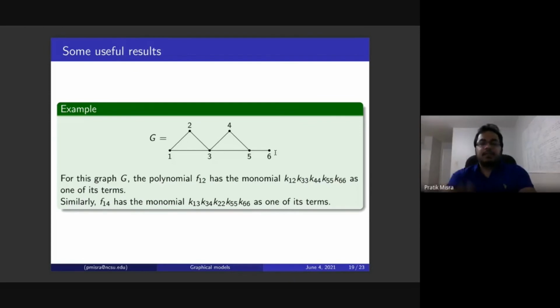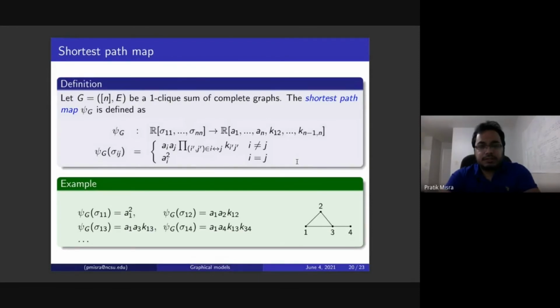All right. So this observation actually allowed us to construct something that we call the shortest path map. Now, the shortest path map is given by psi of G, and that is basically a map from sigma ij's to K ij's along with some new variables a i's, where we basically replace K ii with a i. So we're just replacing K11 with a1, K22 with a2, and so on.